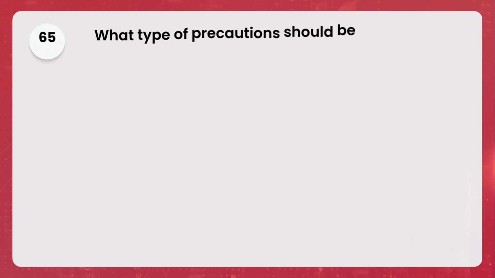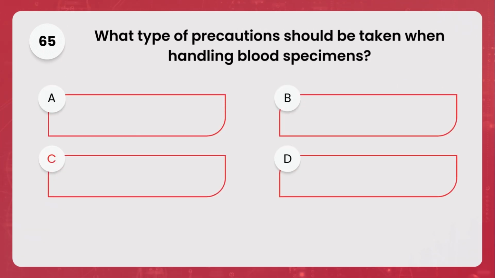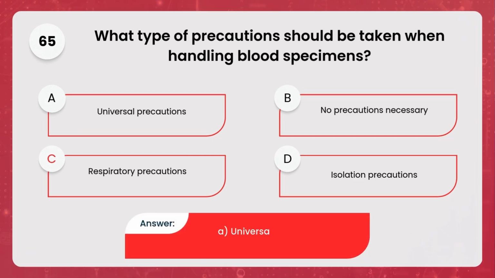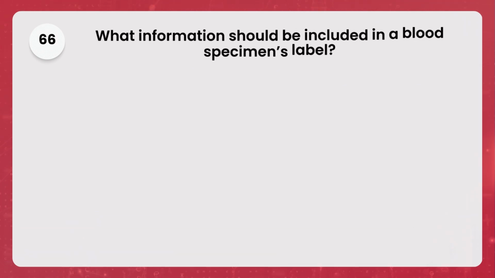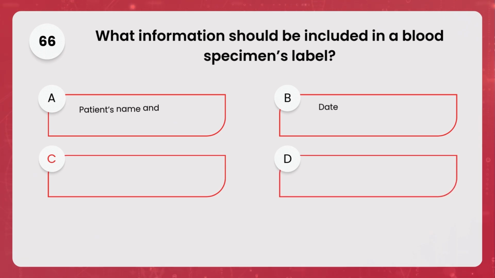Number 65. What type of precautions should be taken when handling blood specimens? A. Universal precautions. B. No precautions necessary. C. Respiratory precautions. Or D. Isolation precautions. The answer is A. Universal precautions.